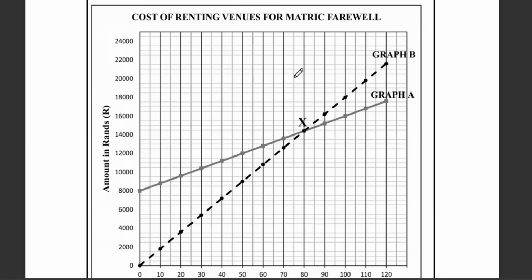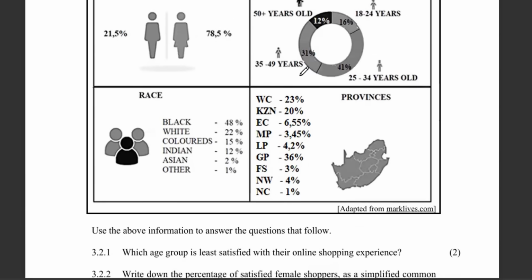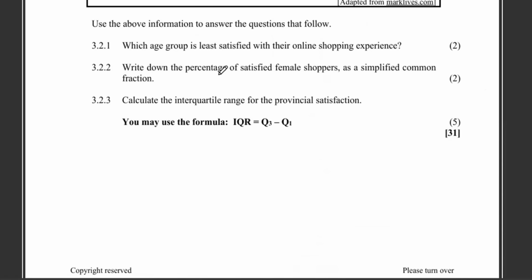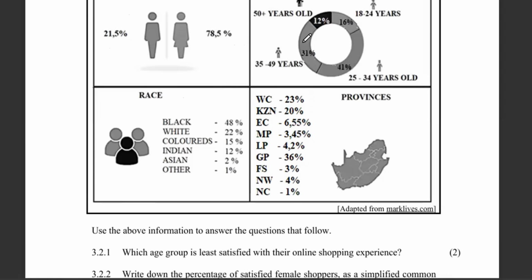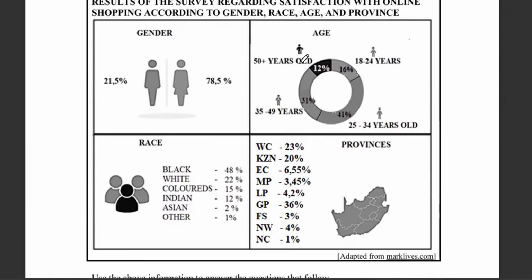I will use the diagram on this other side to make my life easy. Okay, they're telling us to find which age group is least satisfied with their online shopping experience. Age group, so you come here. We have the age group here.